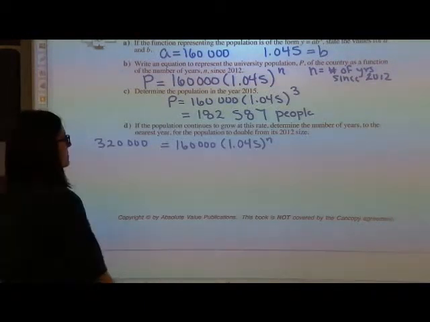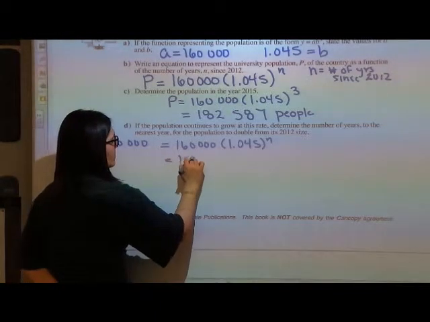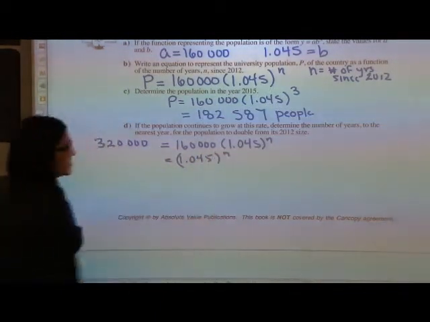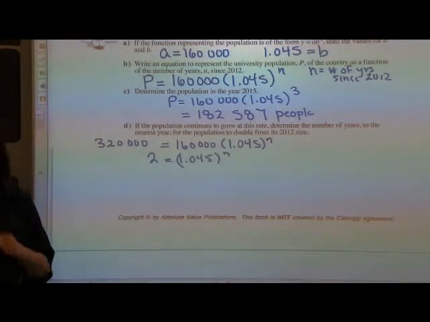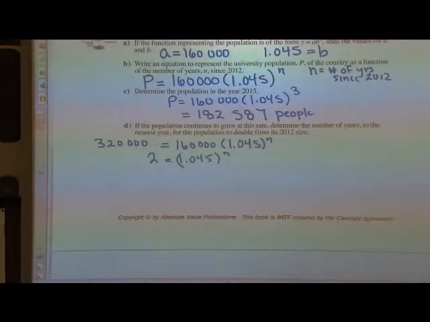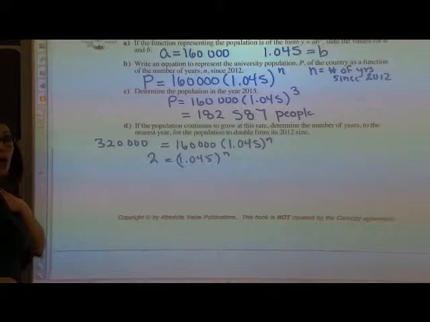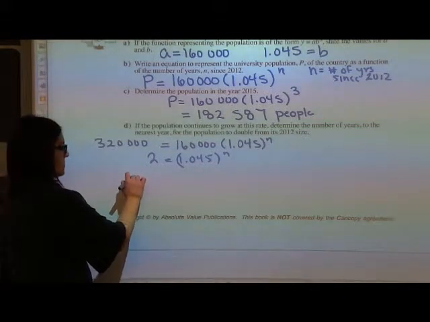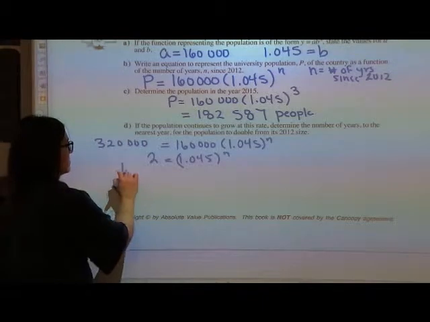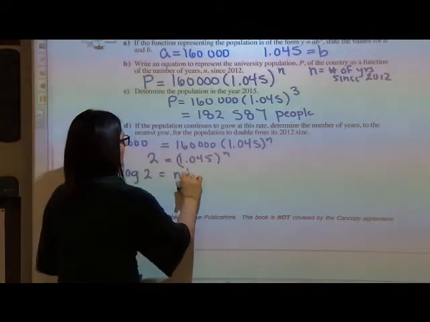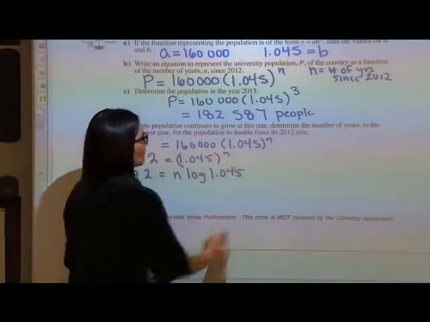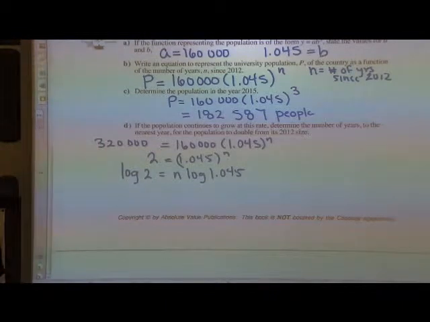Divide by 160,000. Okay. So when I divide both sides by 160,000, what do I get over here? 2. And then what would I do? Turn it into a log. Okay, so what would my log be? Well, I did log 2 on the one side and then put n out in front. And then what did you put on this side? n log 1.045. So if I take the log of both sides, the exponent can come out in front. And then to get n by itself, I would divide both sides by log 1.045.